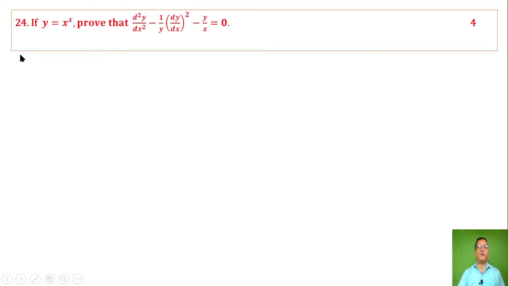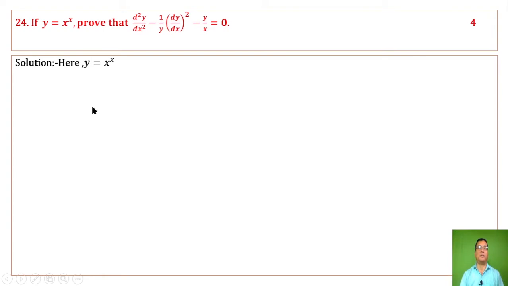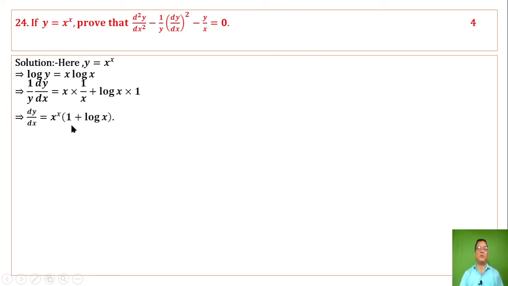Question number 24. If y equal to x to the power x, prove that d square y by dx square minus 1 by y times of dy by dx whole square minus y by x equal to 0. 4 marks. Here y equal to x to the power x. Taking log on both sides, we get log y equal to x into log x. Differentiating on both sides with respect to x, we get 1 by y into dy by dx equal to x into the derivative of log x, which is 1 by x, plus log x remains unchanged into the derivative of the first function, that is x, whose derivative is 1. Therefore dy by dx equal to this.